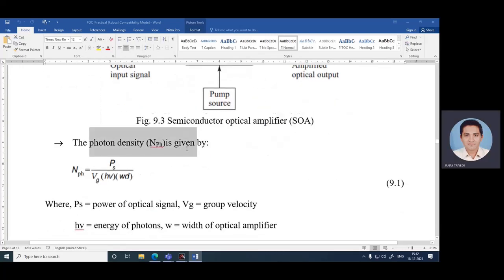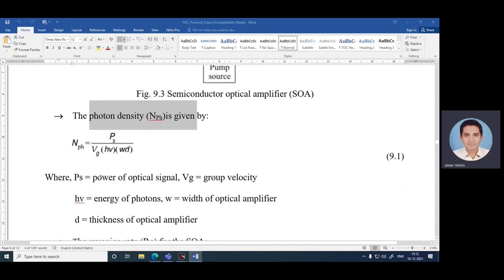The photon density is given by n_ph = Ps / (Vg h ν W D), equation 9.1, where Ps indicates power of optical signal, Vg indicates group velocity, hν indicates energy of photons, W indicates width of optical amplifier and D indicates thickness of optical amplifier.